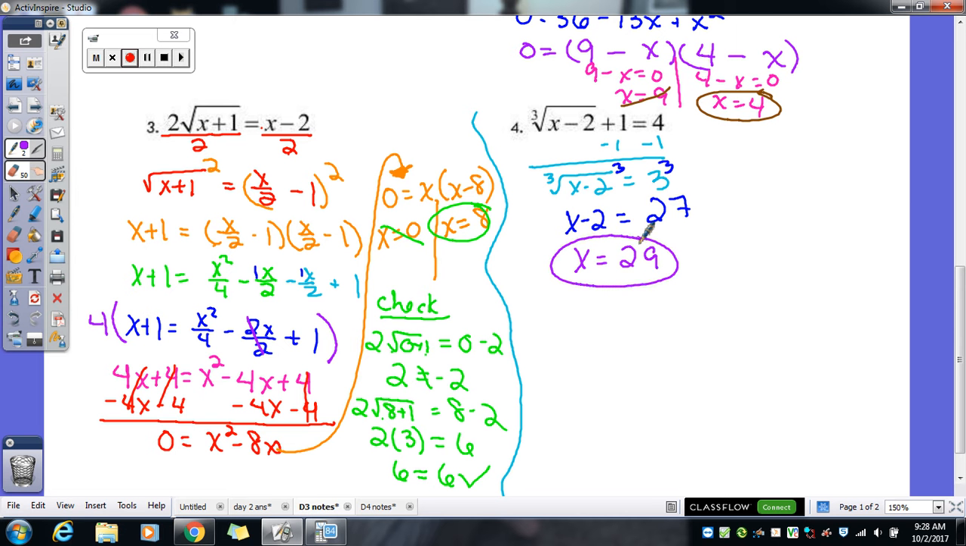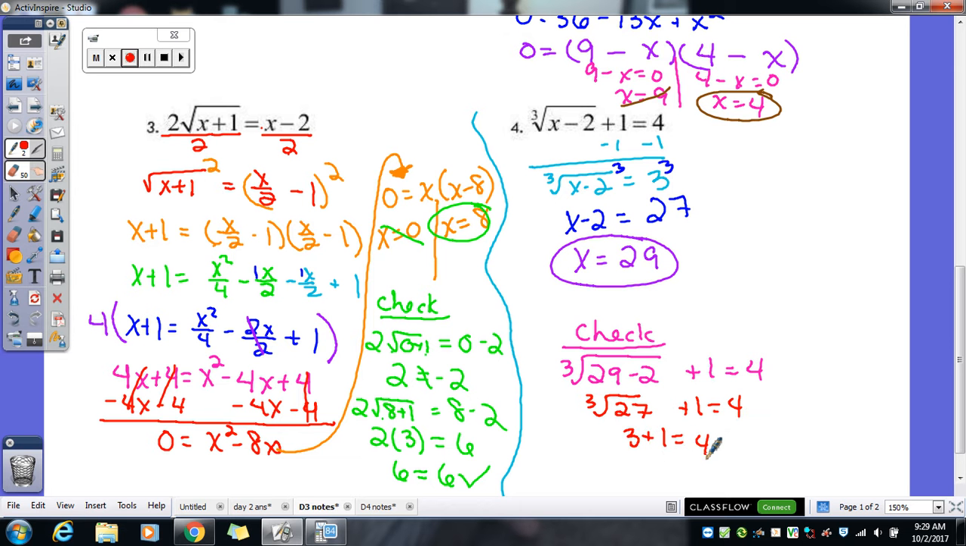So then, of course, let's check. Make sure 29 actually works, and then we don't have to reject it. We're going to see if the cube root of 29 minus 2 plus a 1 is going to give us a 4. So 29 minus 2 gives us a 27. The cube root of 27 is 3. So 3 plus 1 does in fact give us a 4. So that works. So we get to keep our 29.